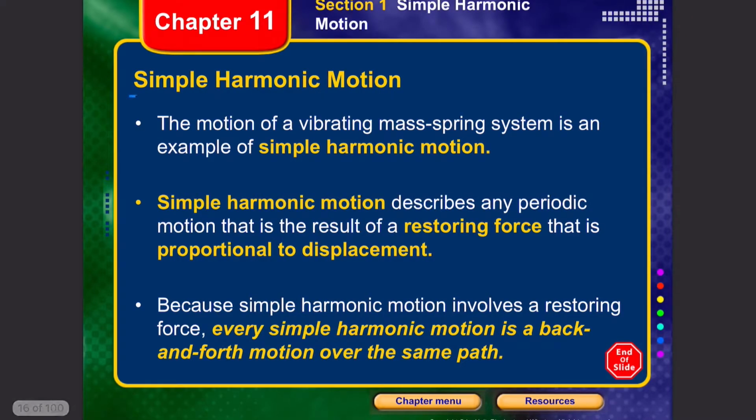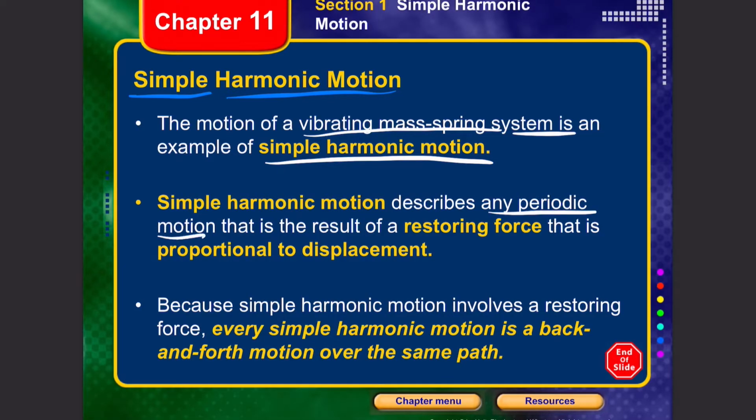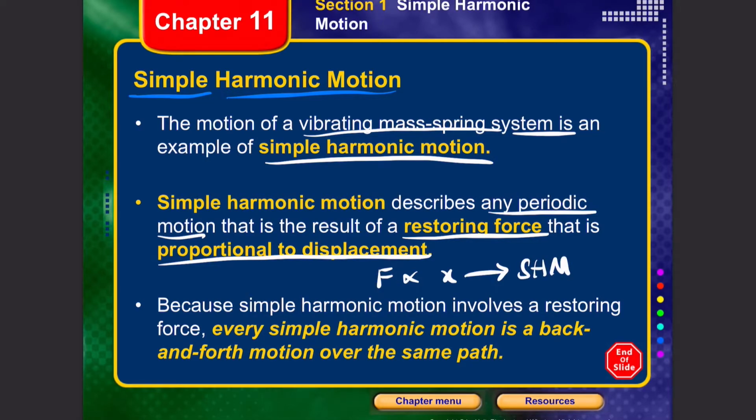Next, let's talk about simple harmonic motion. The motion of a vibrating mass spring system is a good example of simple harmonic motion. Simple harmonic motion basically describes any periodic motion that is the result of a restoring force proportional to the displacement. So all of the examples that can describe this kind of motion are called simple harmonic motion.